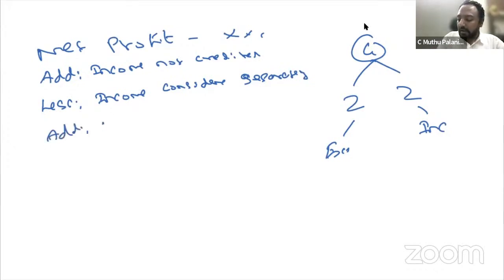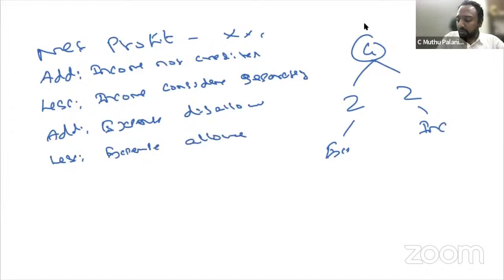So income considered separately, and then you add 2 things. What do you add? You add expense disallowed, and less expense allowed. So these are the 4 additions that you need to make in all the questions related to PGBP. This is what you do.